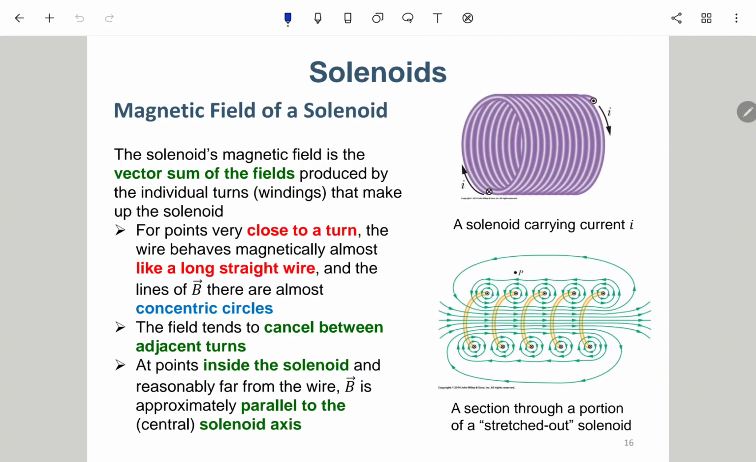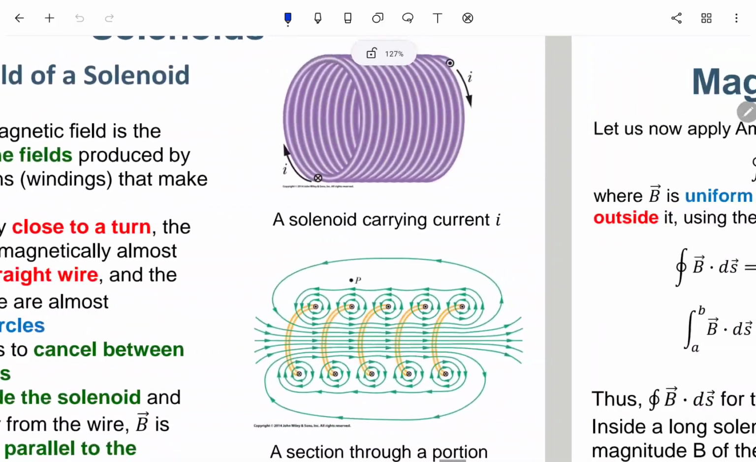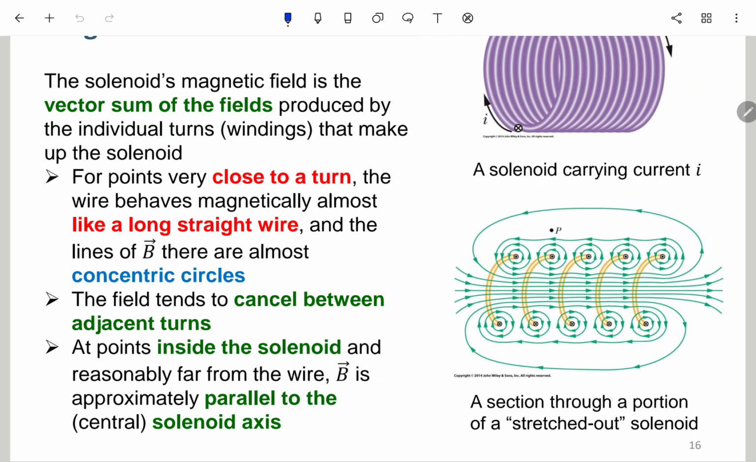Okay, so here we talk about something called a solenoid. Okay, so a solenoid generates B fields. Something similar to a capacitor. A capacitor will generate E field, but a solenoid will generate B field. So yeah, this is quite complicated at the first glance.